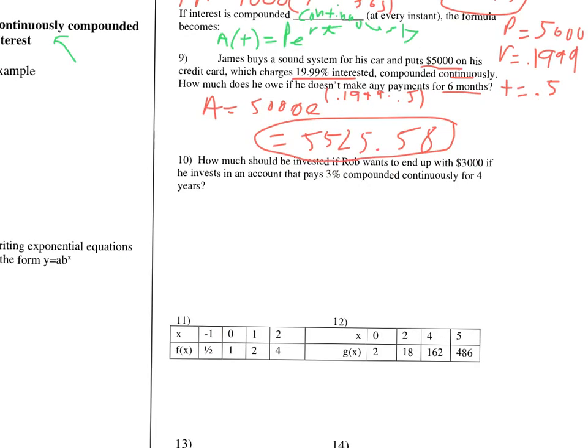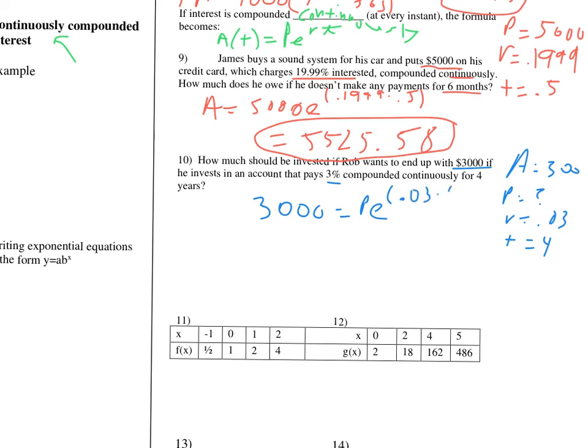All right, next up says how much should be invested if Rob wants to end up with $3,000. So they're telling us A, and they're asking us for P. They tell us this is 0.03 for our interest rate, and then t is 4 years. All right, so I'm going to say 3,000, and it's compounded continuously. So that means we use our Pert formula. And this will be 0.03 times 4. And so I'm just going to divide that over.